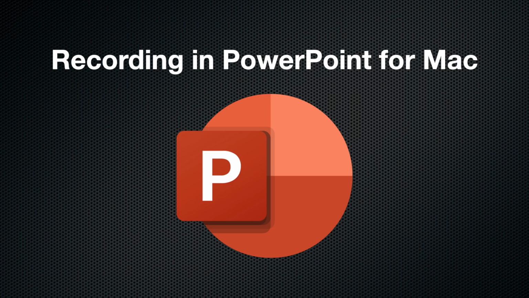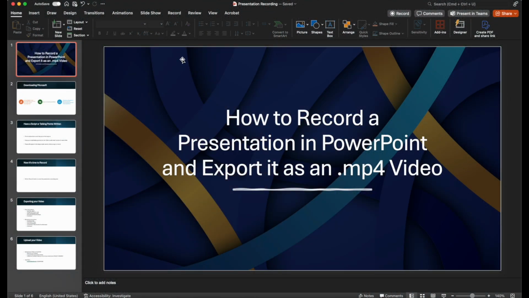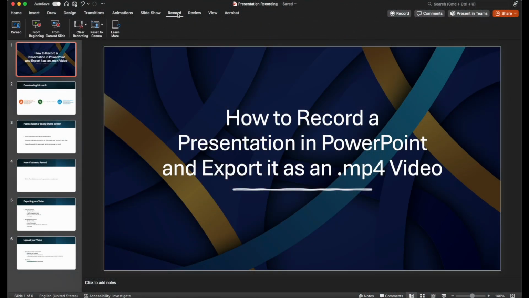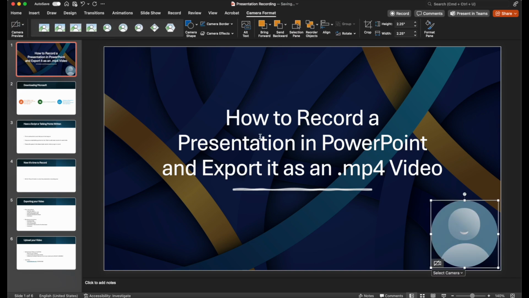Recording in PowerPoint, Mac. Let's first get your presentation ready for recording. We are now working in the desktop PowerPoint for Mac application. Open your presentation in the desktop app and go to the Record tab. Click Cameo to add the camera feed to your current slide.